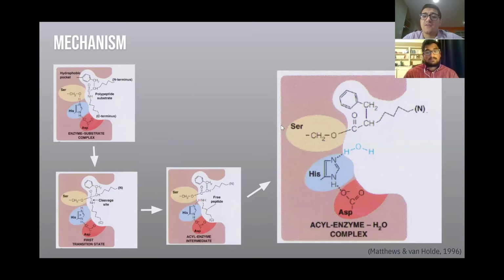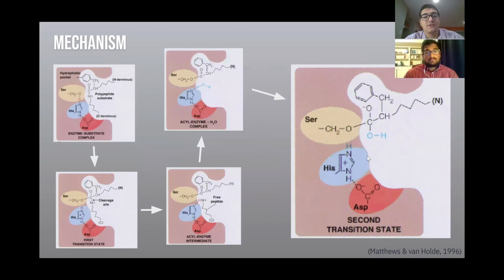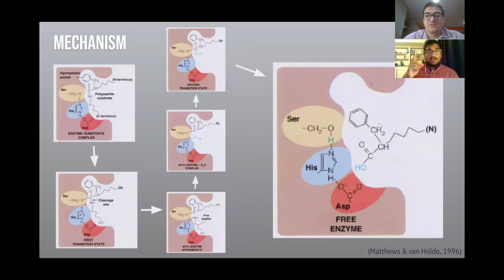So the next step is you're going to have a water. It's just going to come in and bind to the enzyme right here. And then this water is going to break: the hydrogen here is going to bind to this nitrogen on histidine, and then the OH here is going to bind to this carbon right here on the fragment of the polypeptide chain.